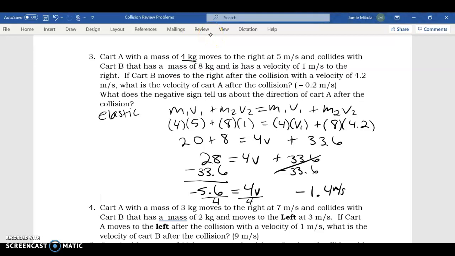I don't know, let me double check my plugging in of numbers here. 4 and 5, I got that right. 8 and 1, I got that right. 4, 8 to the right. Okay, so I'm getting negative 1.4 unless my math is wrong somewhere, but 20 plus 8 is 28.